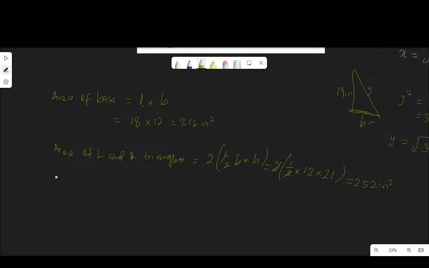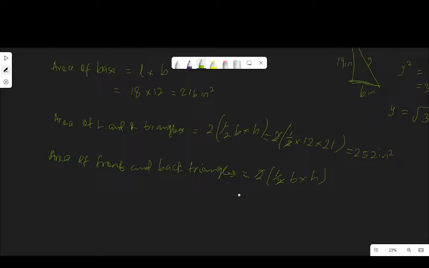Now let's calculate the area of the front and back triangles. Again, front and back triangle are exactly the same. So 2 multiplied by half base times height. These 2 can cancel these 2, so let's just multiply the base and the height of the triangle.